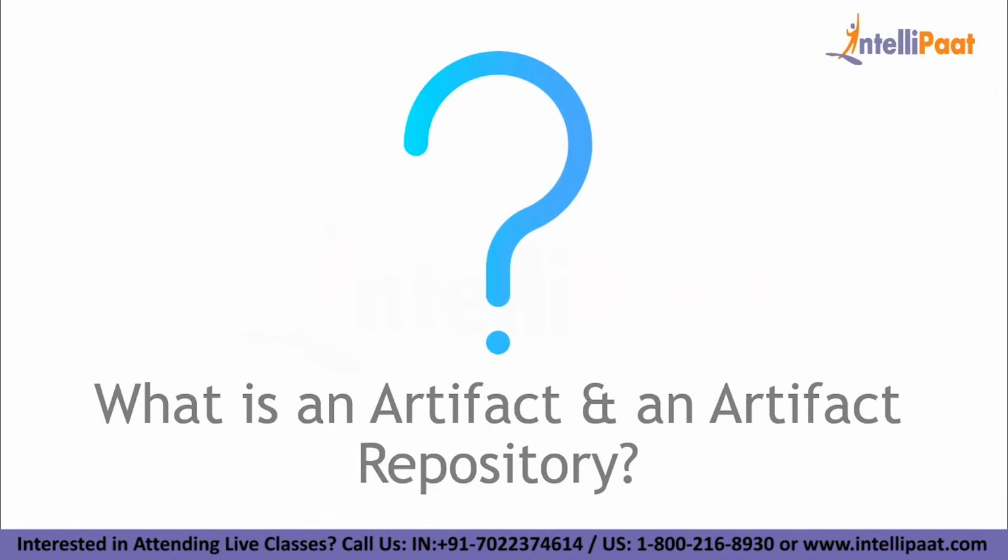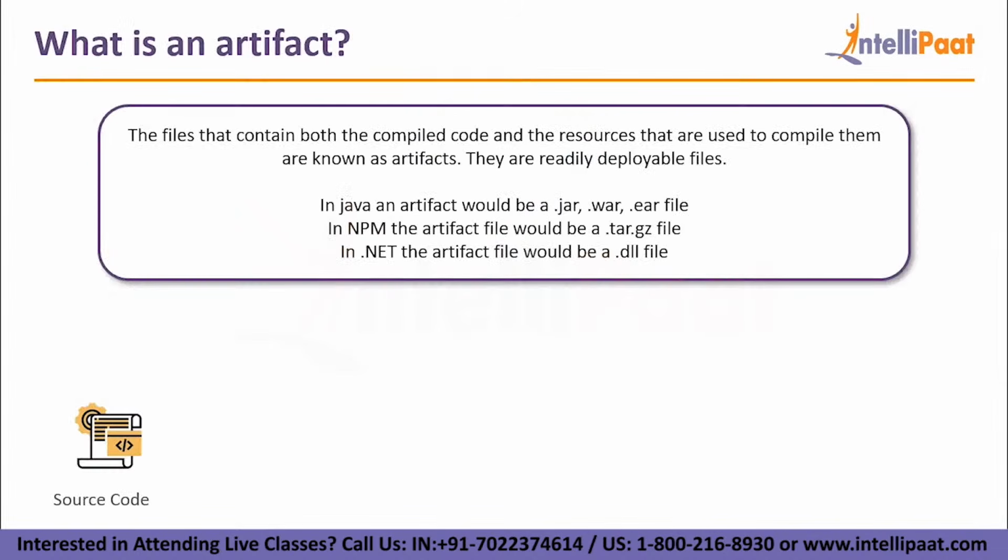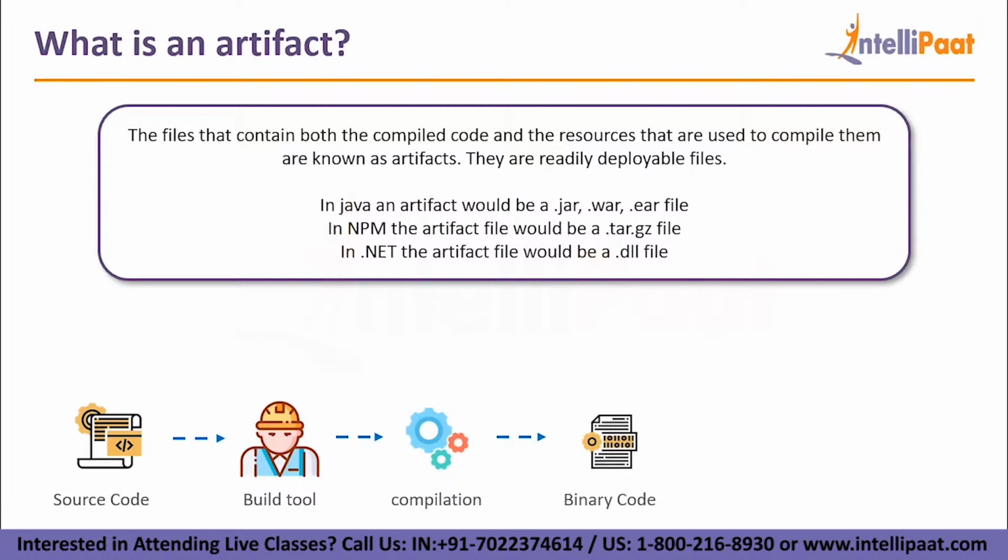Now let's get started. What is an artifact and what is an artifact repository? The files that contain both the compiled code and the resources that are used to compile them are known as artifacts. Basically, whenever a developer writes source code, he gives it to a build tool so that the build tool can compile that source code into binary code. This is because whenever a developer writes source code, he writes it in a human language, but machines can't understand that language. To make it understandable for machines, the build tool compiles it so that it's converted into binary code, that is ones and zeros, that can be easily understood by machines.